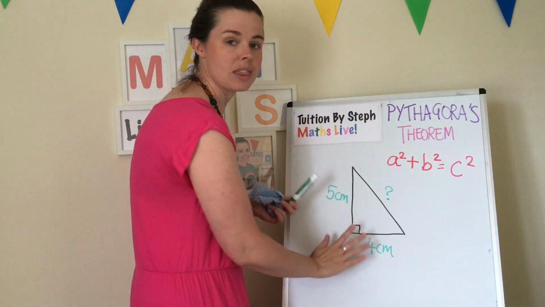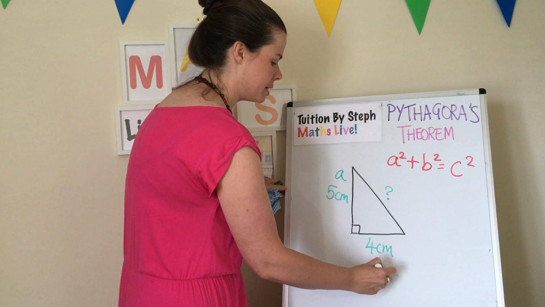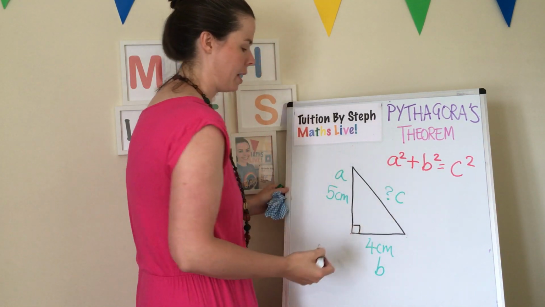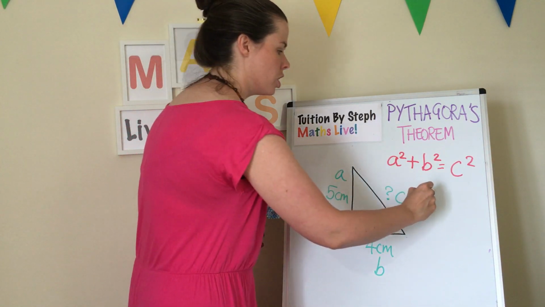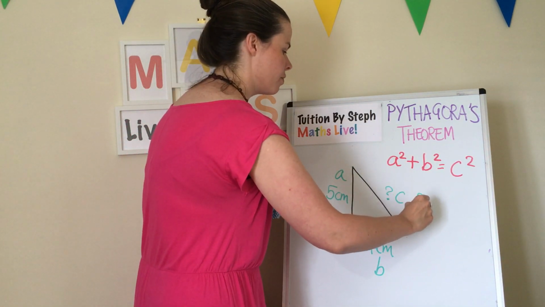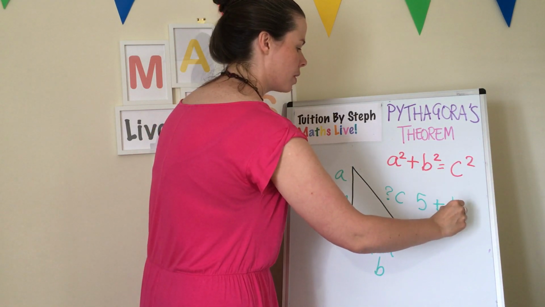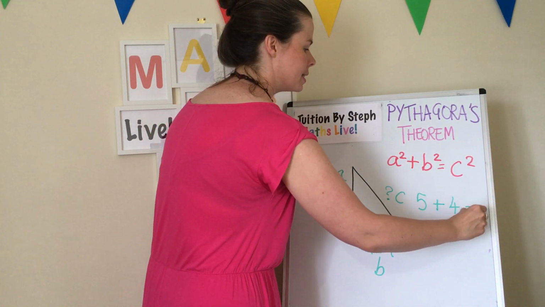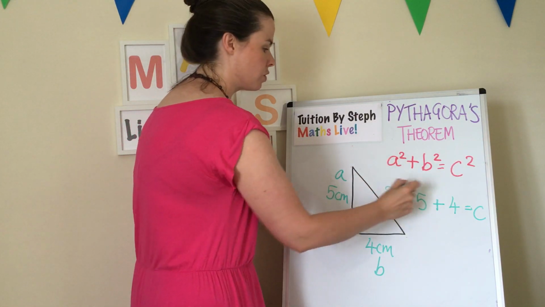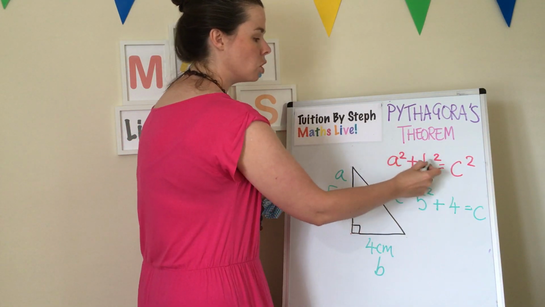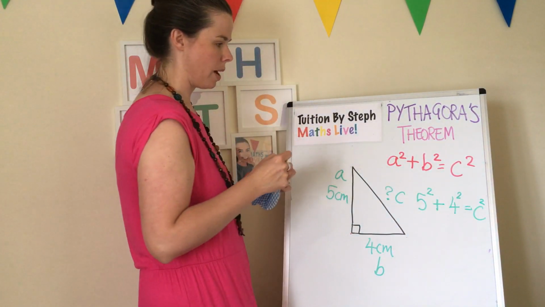So let's apply these numbers to the formula, remembering that this side is A, this side is B, and this side is C. So we look for A. A is 5. So we've got 5 plus 4 will give us C. But it's not just 5 plus 4. It's A squared, so it's 5 squared, plus 4 squared. That will give us C squared.